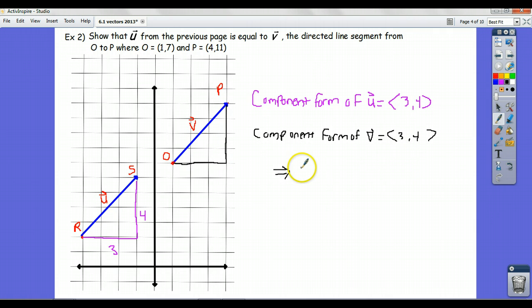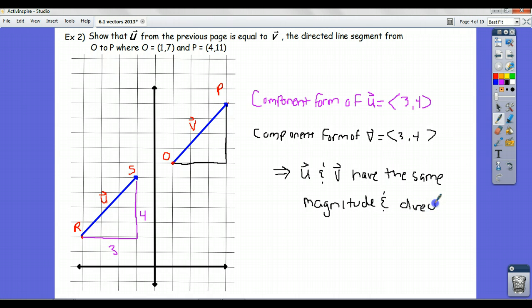Remember, the definition of a vector is that it has direction and magnitude. So vectors are equal if they have the same direction and magnitude. Well, if they have the same component form, then it naturally follows that u and v have the same magnitude and direction. And that means that they're equal, okay? So this is a way around.